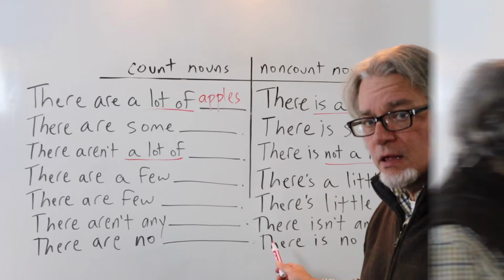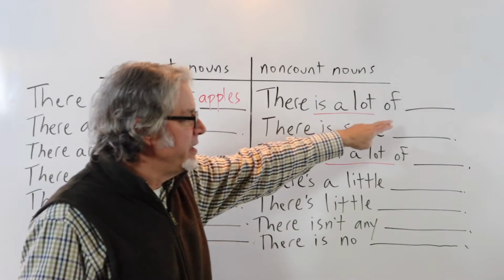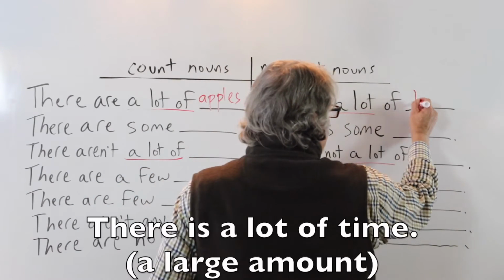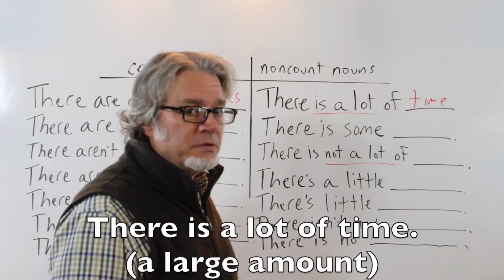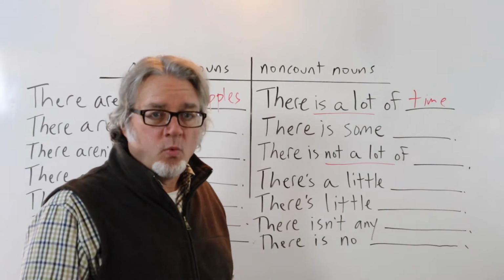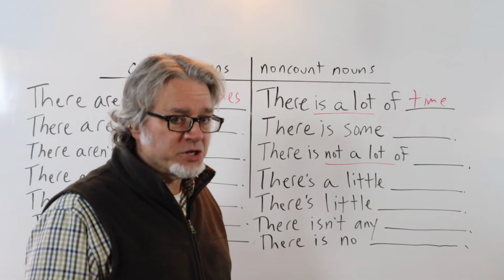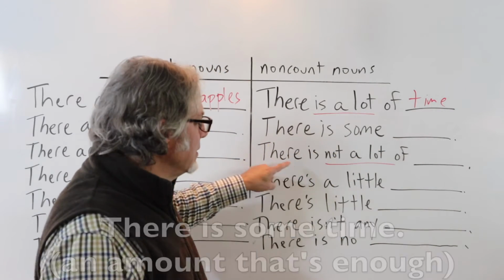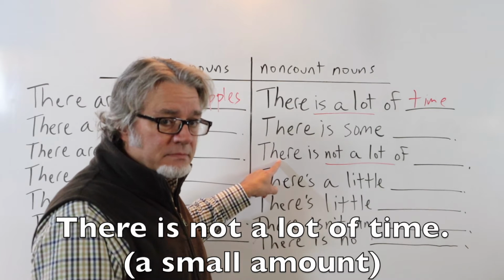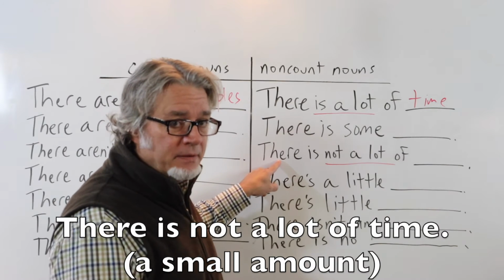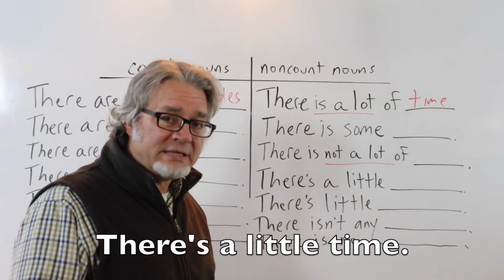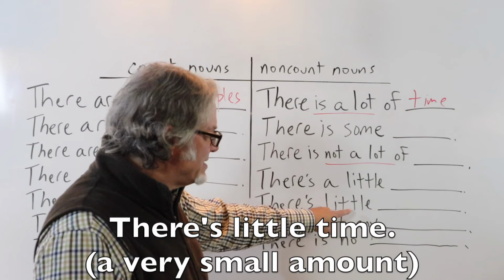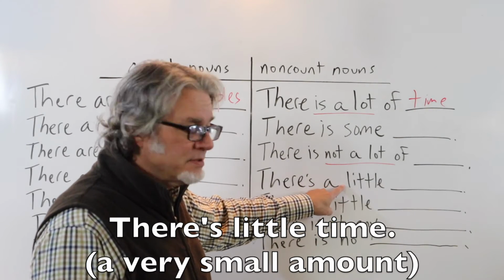Over here, there is a lot of, and then a non-count noun goes here. Let's use time. But you can use other non-count nouns, such as water, oil, information. There is some time. There is not a lot of time. That sounds like a small amount of time. There's a little time, and there's little time. This sounds like a smaller amount than this.